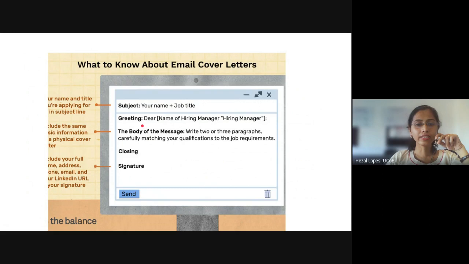Then you can greet, you can write the name of that hiring manager. Then, as I said, you have to write the body of the message. That will contain your qualities, your qualifications, and what skills you have for the job requirements. Then you can close it. While closing, you say, I'm eager to meet you all in person. And finally, you can write your signature. Signature means your name, your designation, your email ID, your phone number, right?